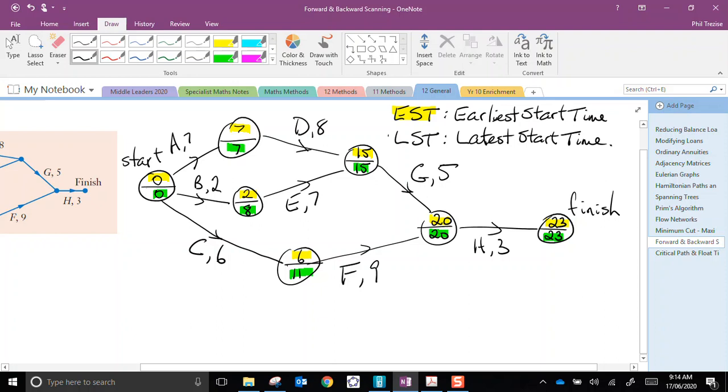There we have it. That's your forward scan and your backward scan completed. Remember to start from the beginning and move forwards for your forward scan, choosing the largest of the values if there are multiple choices, more than one. When moving backwards, we subtract. We go from the finish and we subtract, and if there are more than one choice available, we choose the smallest one on the backward scan.